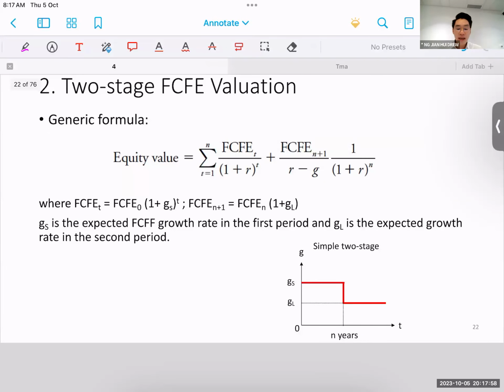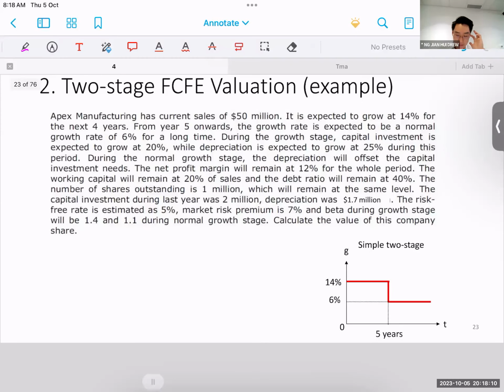Okay. So again, for FCFE, we have the two-stage. At this point I will not spend time on how we derive the two-stage, since we should be quite familiar with it, as we already talked about the two-stage in FCFF. Now, let's look at a question to derive the two-stage FCFE. We have this same company.